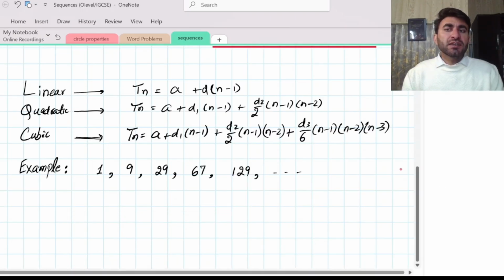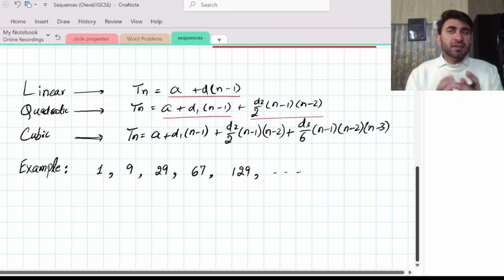Now we are going to write the formula for the nth term of a cubic sequence in comparison with the previous two types, linear and quadratic. We know the nth term formula for a linear sequence was a plus d times n minus 1, and the nth term formula for the quadratic sequence was a plus d1 times n minus 1. This part is just the same, d is replaced with d1, and there is an addition to this term, and that is d2 divided by 2 times n minus 1 times n minus 2, because it is a quadratic sequence.